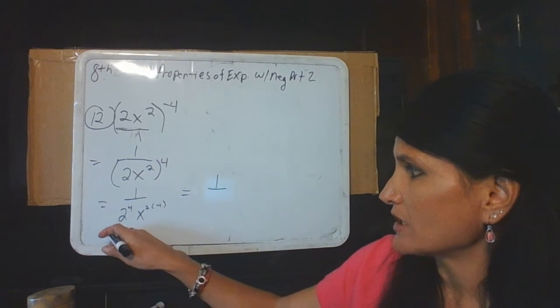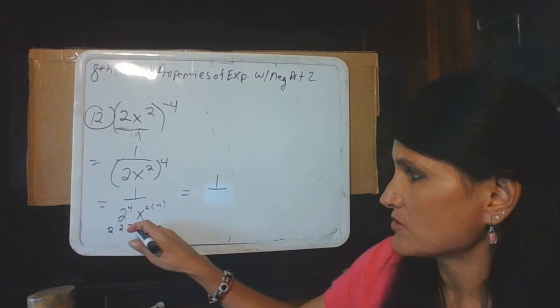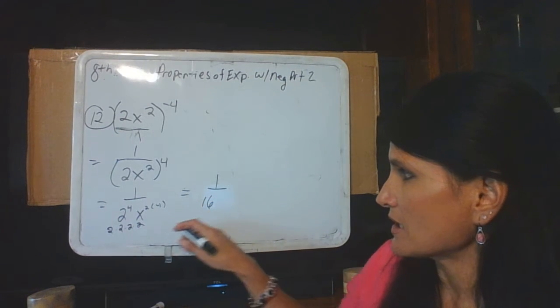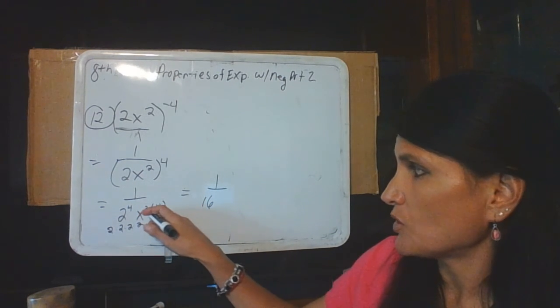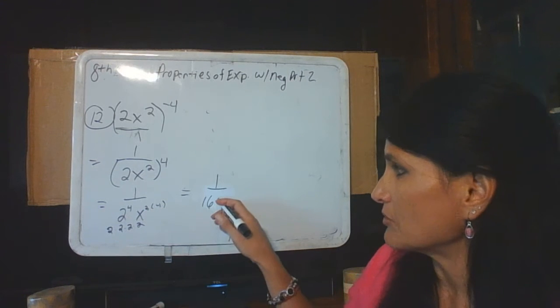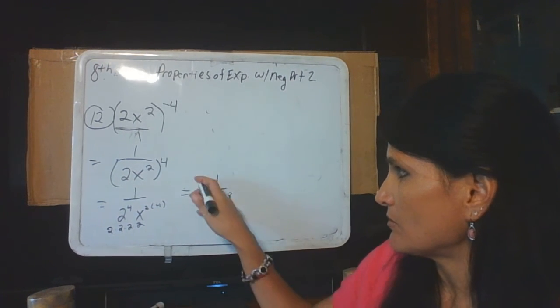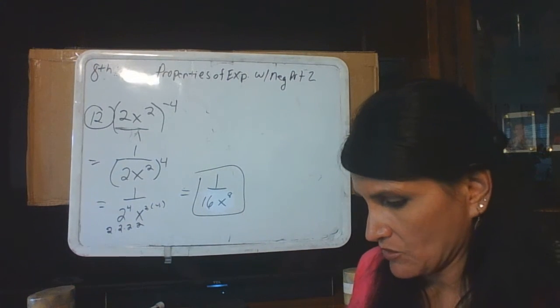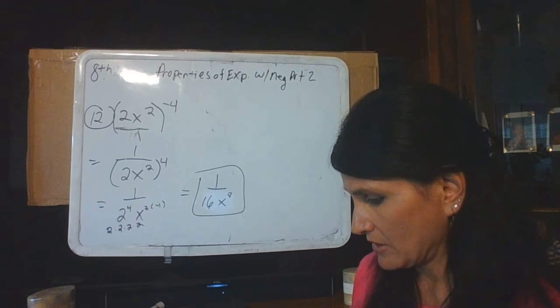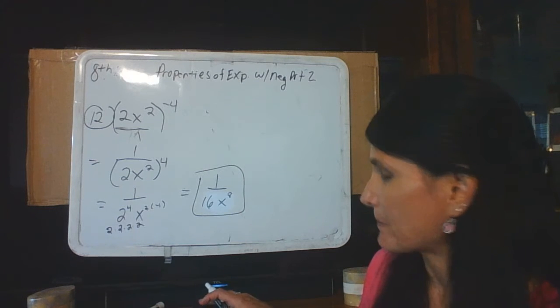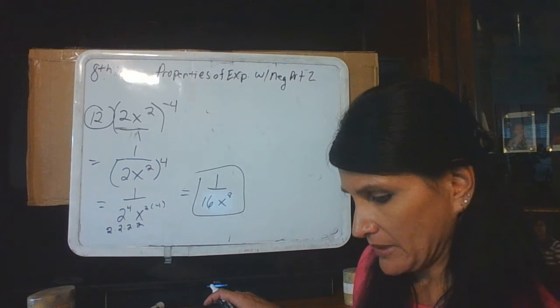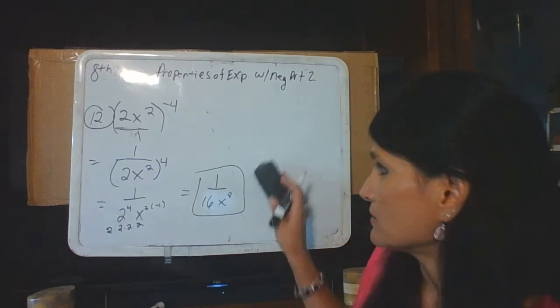So it looks like this. 2 to the 4th means 2 times 2 times 2 times 2, so 16. These exponents have to get multiplied. You're not adding them, you're multiplying them. So x to the 8th power. 1 over 16x to the 8th power would be the correct answer for that problem. Let me do one more like that.